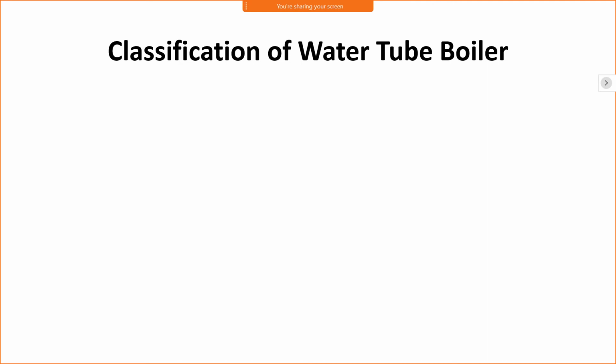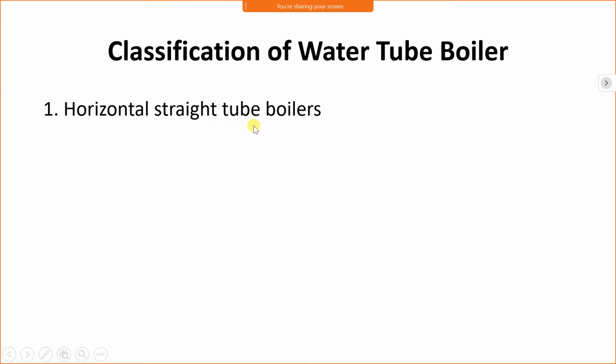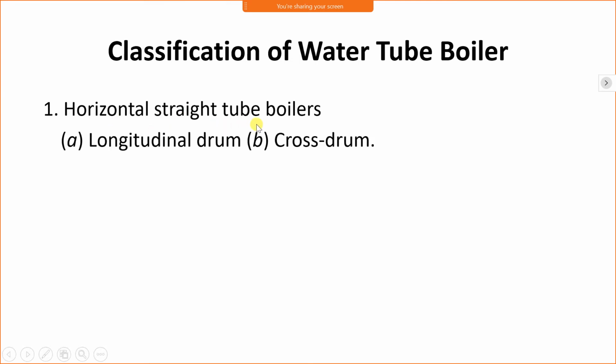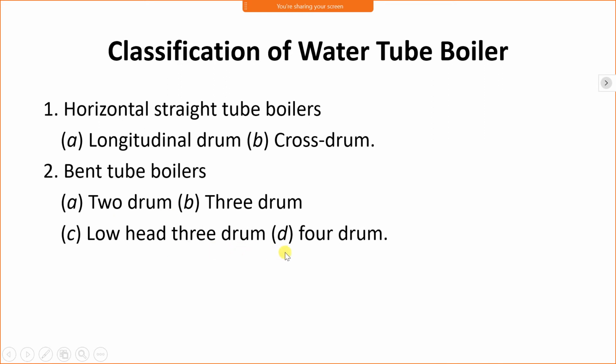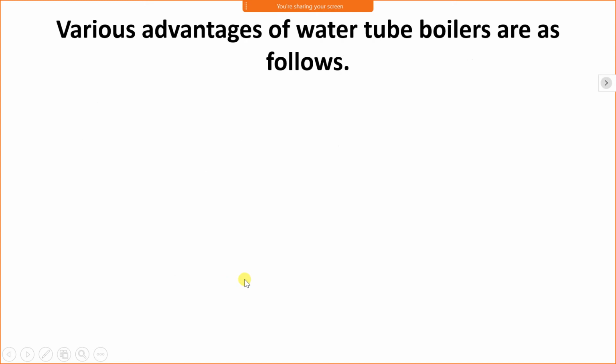Now, other classification of water tube boiler. First, horizontal straight tube boiler. Horizontal straight tube boilers are further classified as longitudinal drum and cross drum. Second, bent tube boiler. Bent tube boilers are further classified as two drum, three drum, low head three drum, and four drum. Then third is cyclone fired boiler.